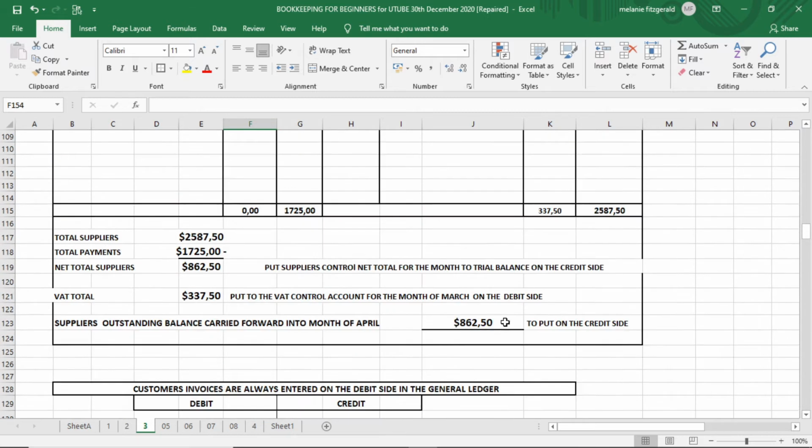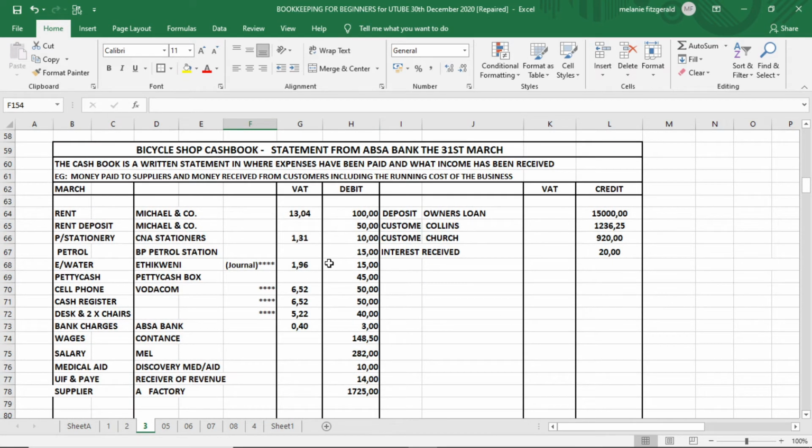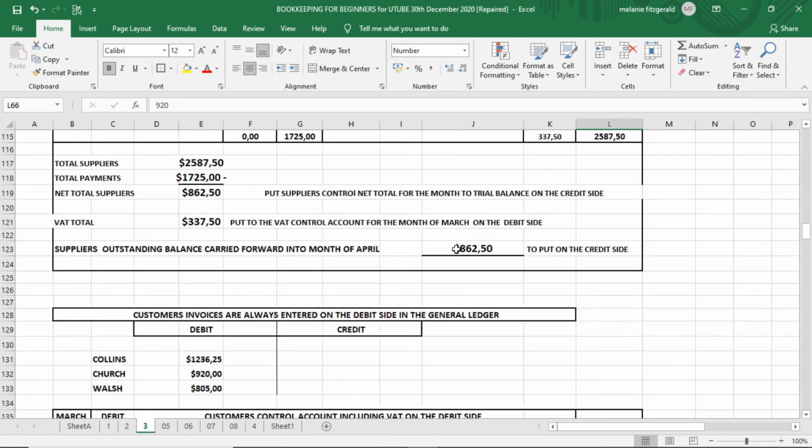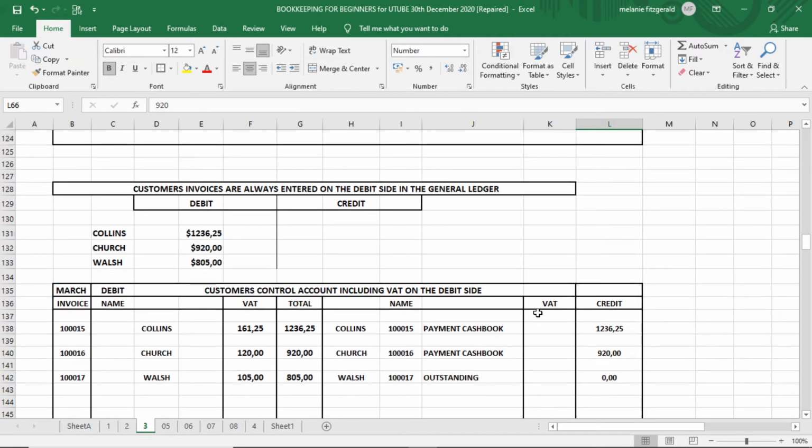Now I'm going to go back to the cash book at the top here. As you remember, in the cash book that we opened, because customers Collins and Church paid us, we entered the amounts that they paid us in the cash book, so you can see that. And let me get down here into the customer's control account, we've now also entered those amounts that they paid us. This here is an example.